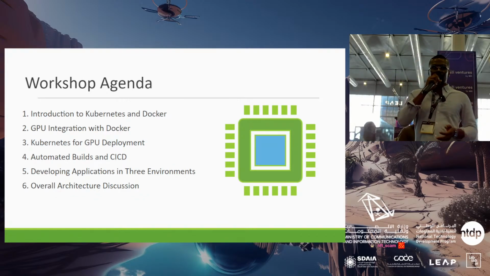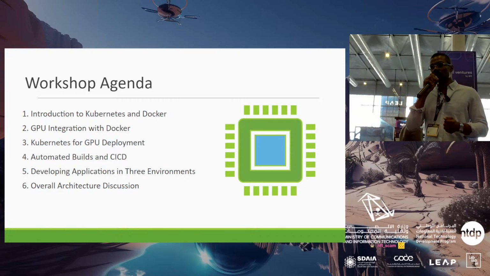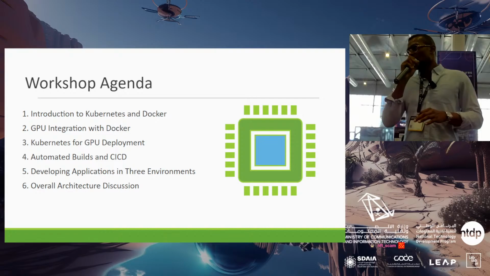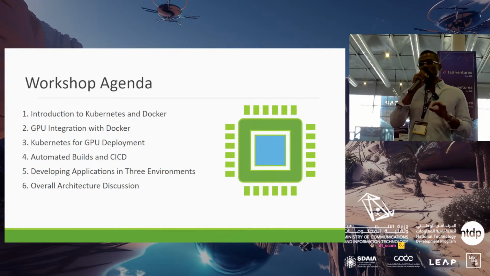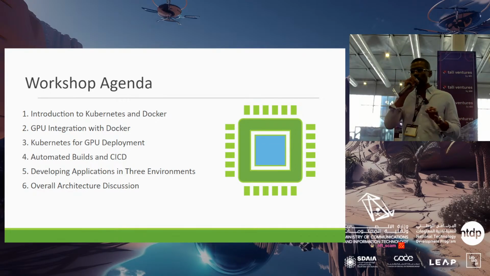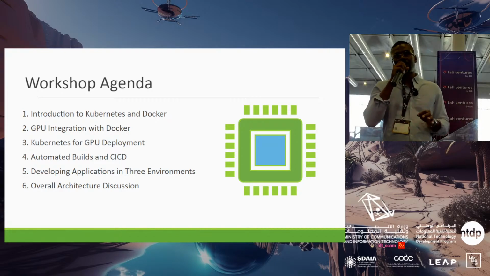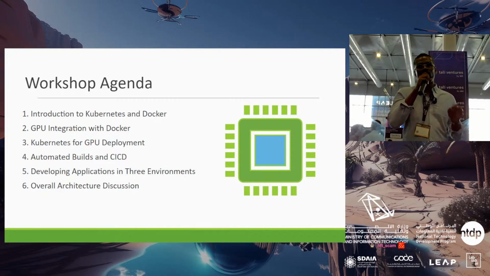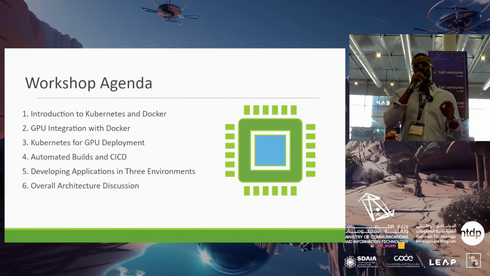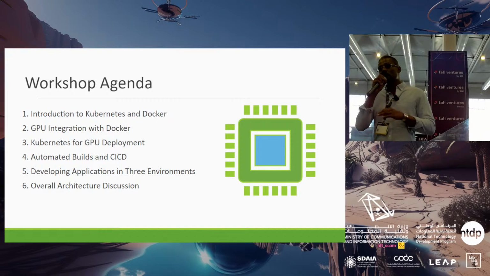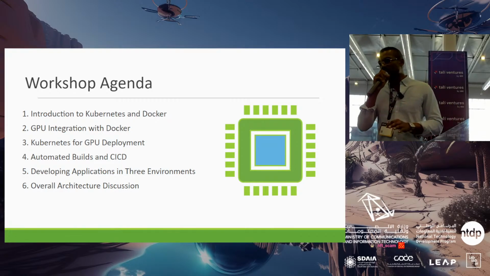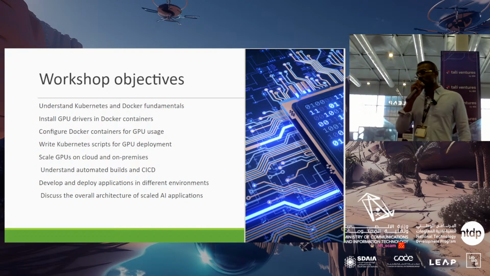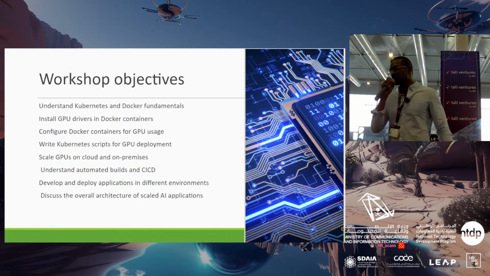The workshop agenda today will be introducing you to Kubernetes and Docker. We'll be talking about GPU integration into Docker. We'll be talking about Kubernetes for GPU deployments, and also automated builds and CI/CD, continuous integration and continuous development. As you develop your application, as you write your code, how do you push your code to a production environment? Then we'll talk about deploying your application in 3 environments and the overall architecture discussion. Okay, so like I said, we can go to the next slide.